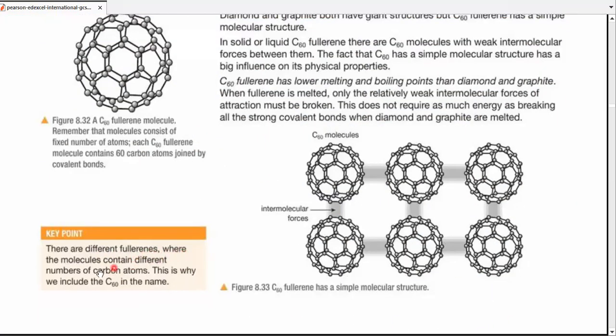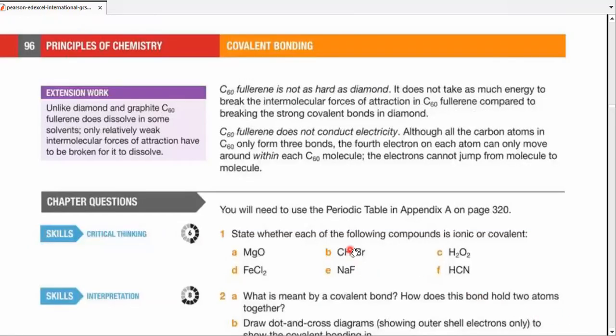There are different fullerenes where the molecule contains a different number of carbon atoms. That's why we include the C60 in the name, because it can be say C50, C72, C70. There are many different types. However, C60 is the only one we discuss in your course. C60 fullerene is not as hard as diamond. It does not take as much energy to break the intermolecular forces as compared to diamond. So it's not that hard.